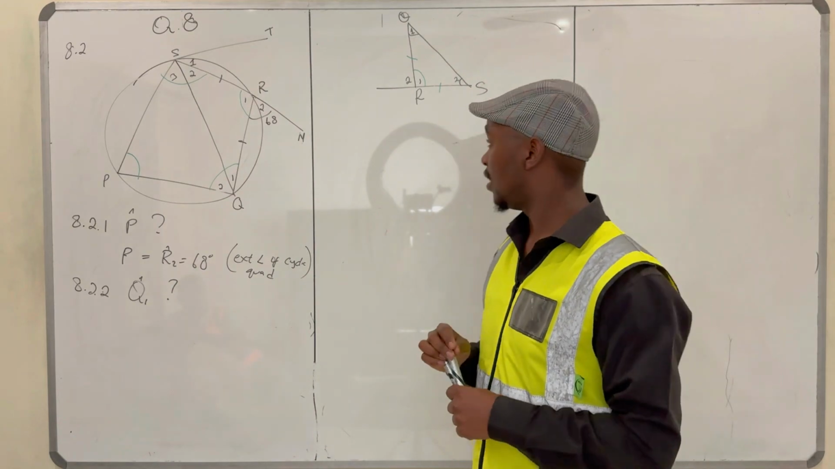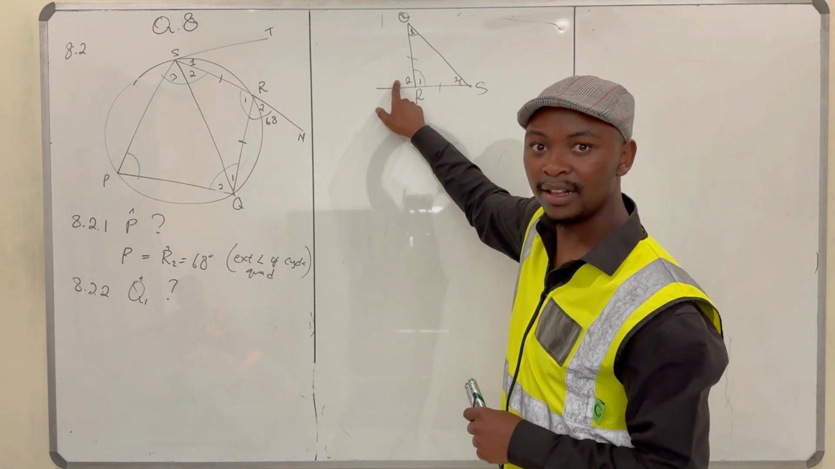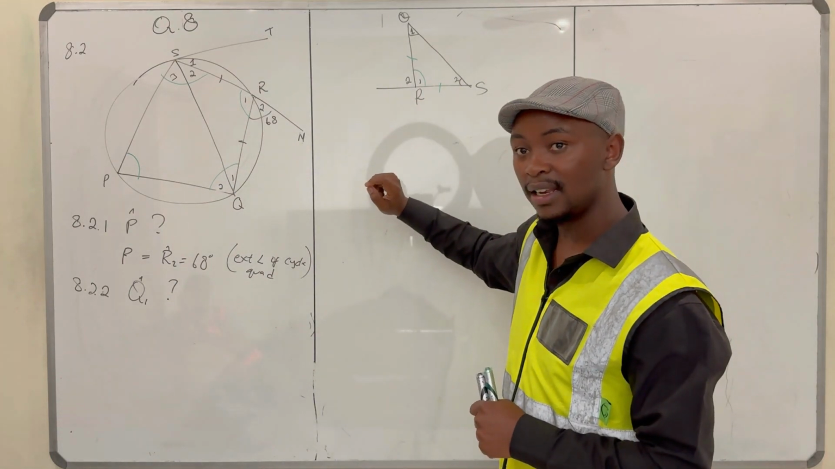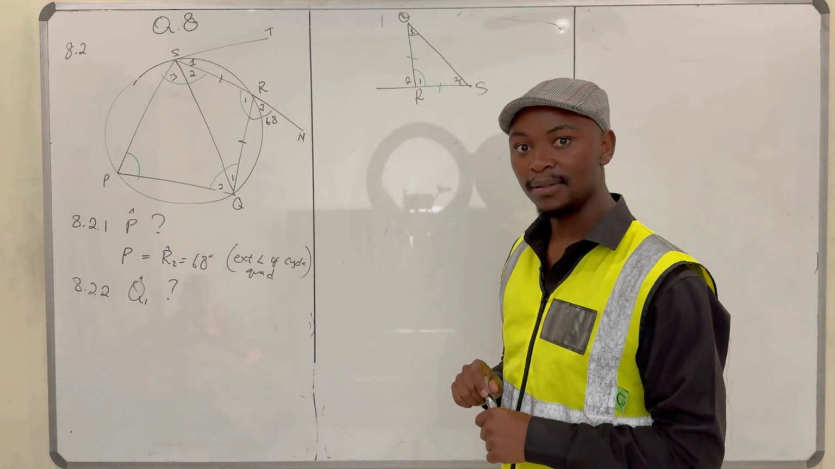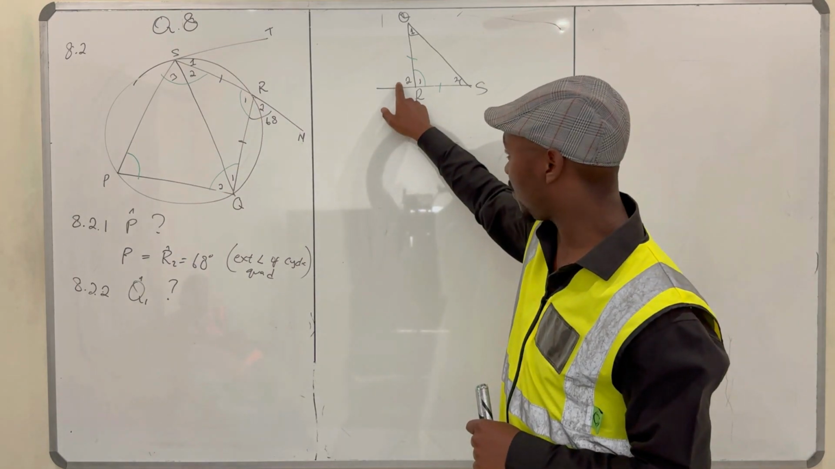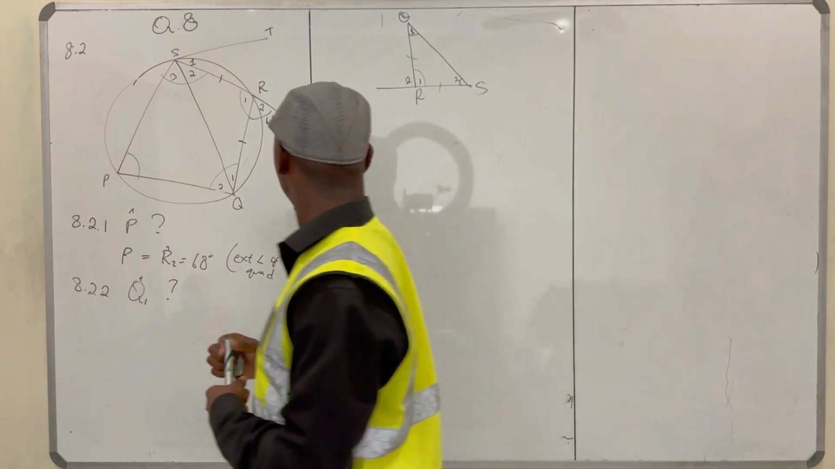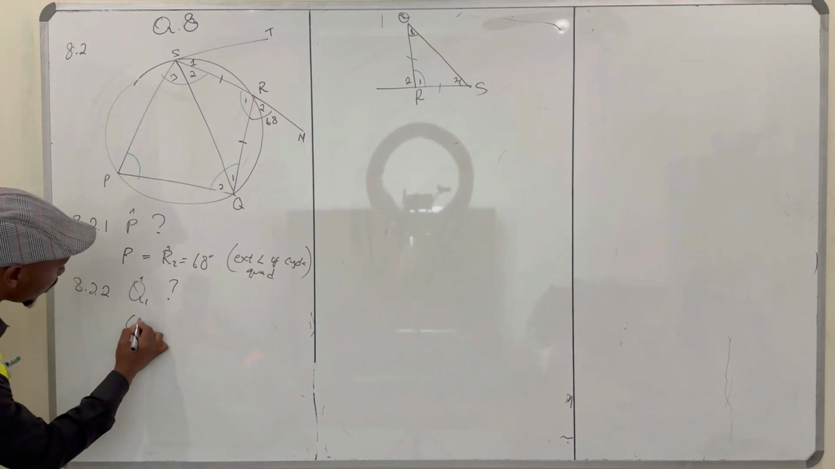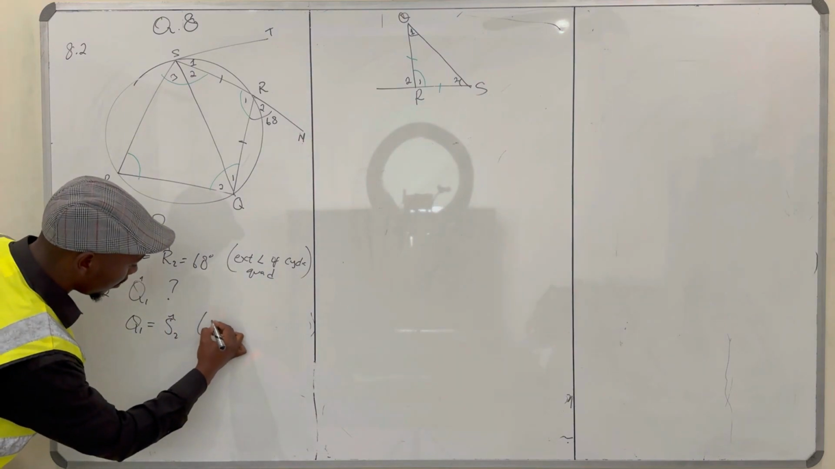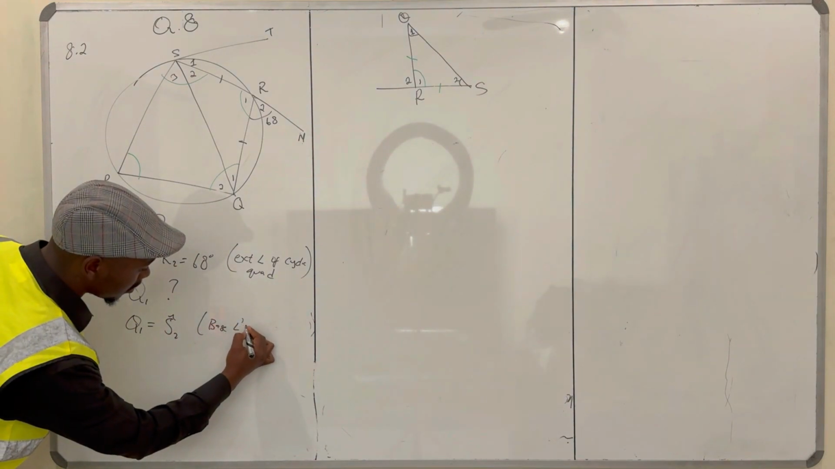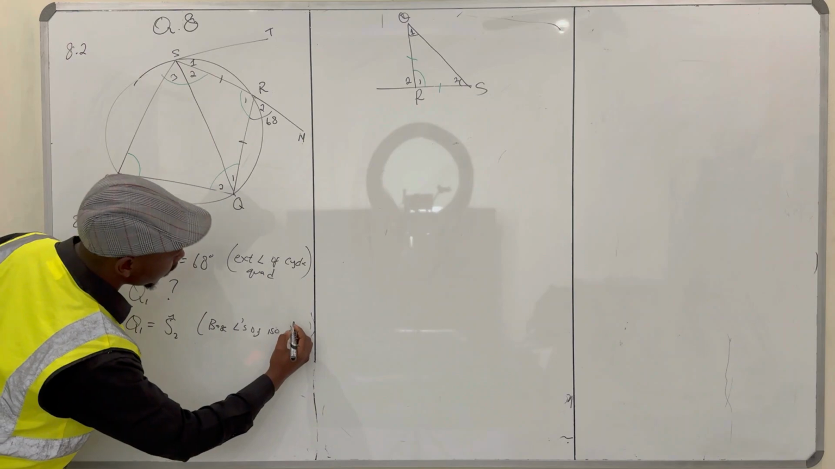But there's another tool that we learned a long time ago, probably grade 8: an exterior angle of a triangle is equal to the summation of the two opposite interior angles of that triangle. So let's start there. We are saying that Q1 is equal to angle S2. These are base angles of an isosceles triangle. What is that triangle? It is QRS.